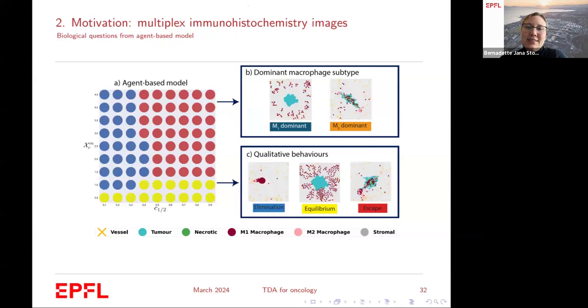So the 2 questions that we wanted to answer when looking at simulations from this model were, the first one, if we get an image and we don't know if we're dealing with pro- or anti-tumor macrophages, can we tell just by the spatial distribution of the different cell types whether a particular image is predominantly consisting of pro-tumor or anti-tumor macrophages? In the second case, we wanted to be able to take an image from a particular parameter combination and then tell whether it is coming from an elimination, equilibrium, or escape regime.